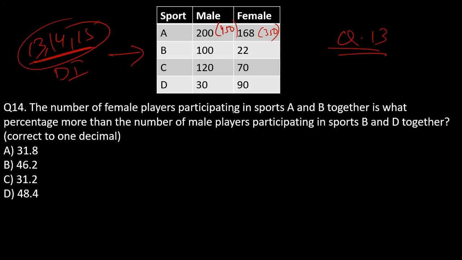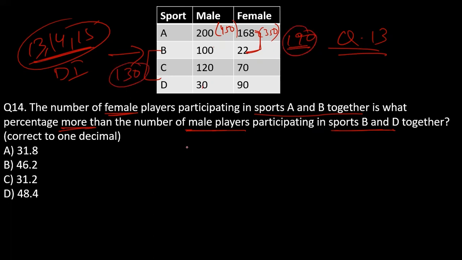So here is the solution for question number 14. The number of female players participating in sports A and B together. That is 168 plus 22, 190. This is what percentage more than the number of male players participating in sports B and D. Male in B and D, that is 100 plus 30, 130. So that means 190 is what percentage more than 130.